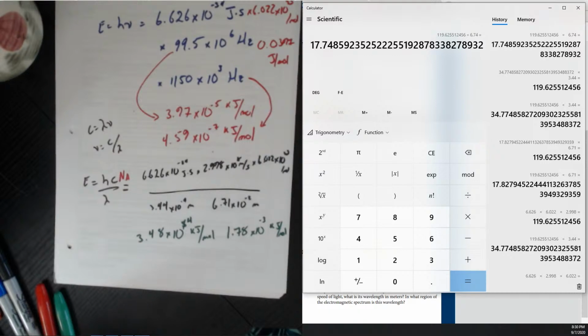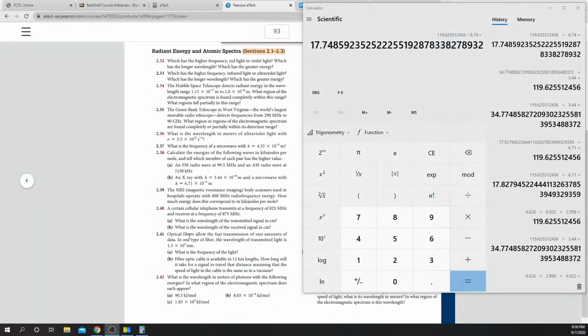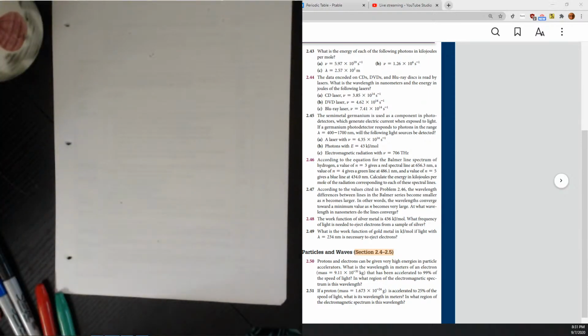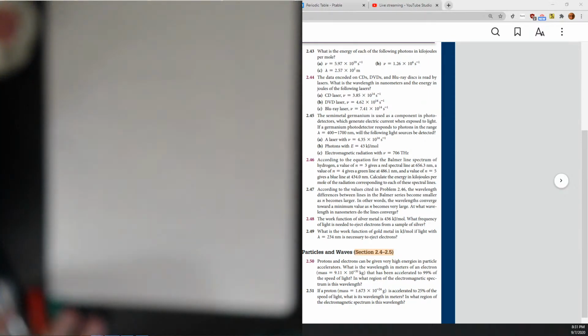All right. Number 40. A certain cellular telephone transmits at a frequency of 825 megahertz and receives at a frequency of 875 megahertz. What is the wavelength of the transmitted signal in centimeters? And what is the wavelength of the received signal in centimeters? All right. Rather straightforward. It's a c equals lambda nu problem.